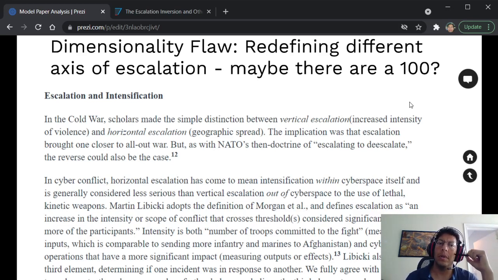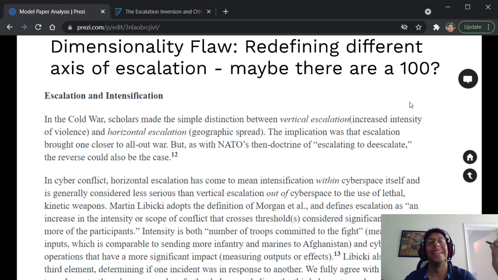So this was just very weird. They redefine horizontal escalation to mean something very particular, which is not geographic spread. Geographic spread is something in cyberspace too, right? Like, it doesn't necessarily, I don't know. So this whole paragraph, honestly, this was wrong.